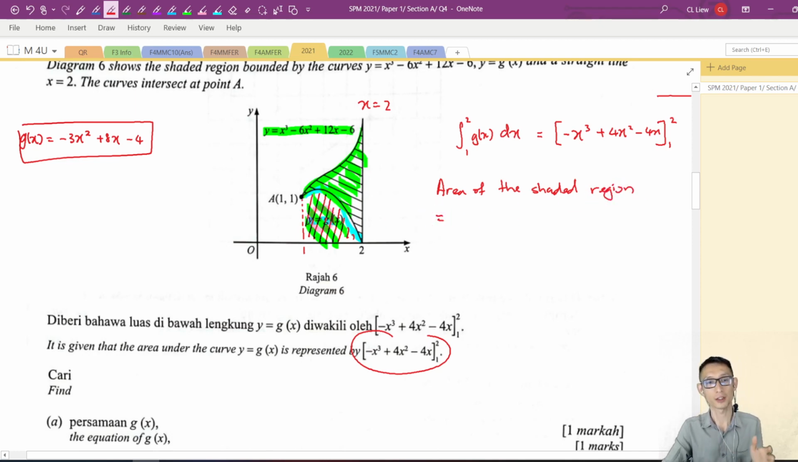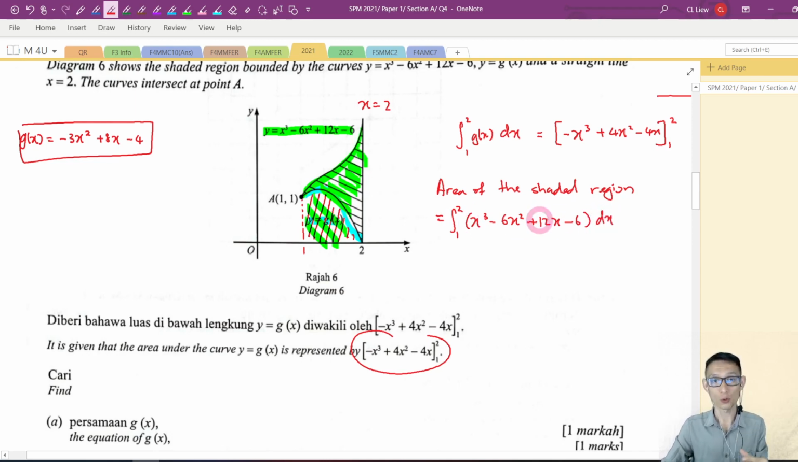Now, let's forget about the area under the curve y equal to g of x first. Just focus on this curve. How do we get the area under this curve? We look downward like this, right? From the curve to the x-axis. So I will be using y dx. So this is 1, this is 2, integral from 1 to 2 of y dx. y is equal to this: x cubed minus 6x squared plus 12x minus 6.